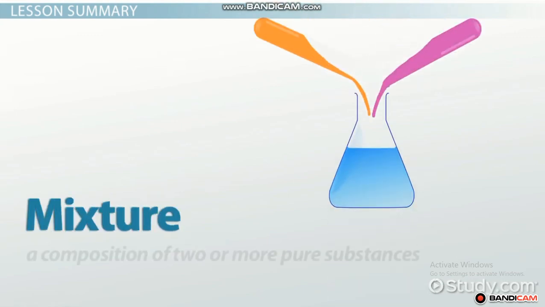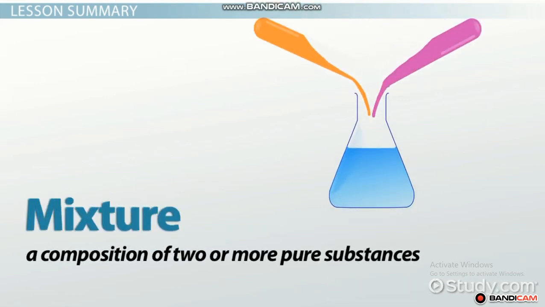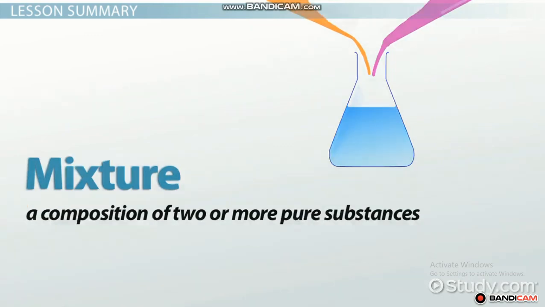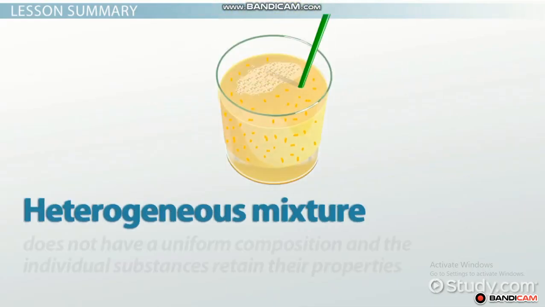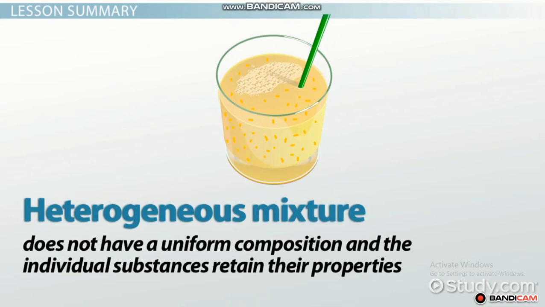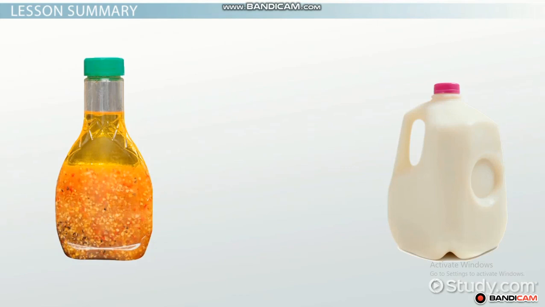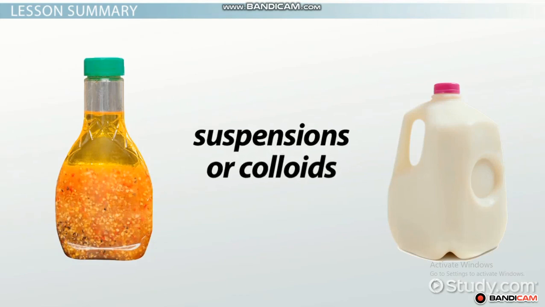A mixture is a composition of 2 or more pure substances. Mixtures are considered to be homogeneous or heterogeneous. A homogeneous mixture has a constant composition throughout and is commonly referred to as a solution. A heterogeneous mixture does not have a uniform composition and the individual substances retain their properties. Heterogeneous mixtures are referred to as suspensions or colloids depending on the size of the particles and whether or not they settle out when left undisturbed.